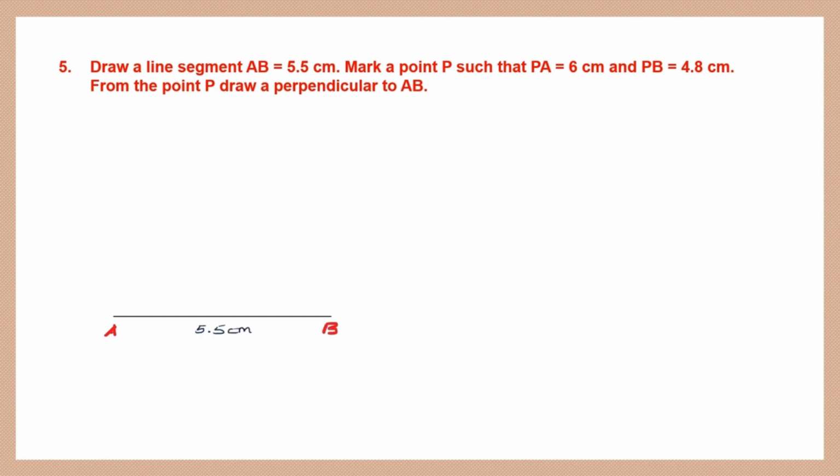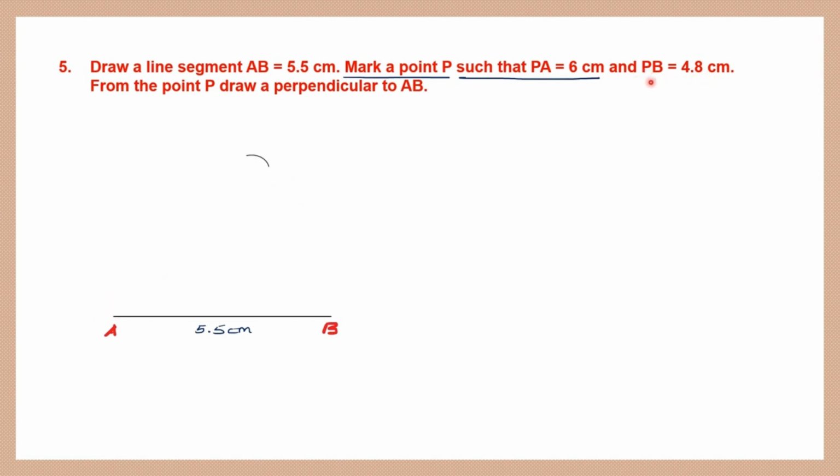Now what's the next step? Mark a point P such that PA is 6 centimeters. That means for PA, we are going to draw an arc here somewhere, and the measurement of that particular point, which is going to be P, is 6 centimeters. So on your compass, take 6 centimeters radius, place the needle at A and draw an arc. So we have an arc here. So that is 6 centimeters from A.